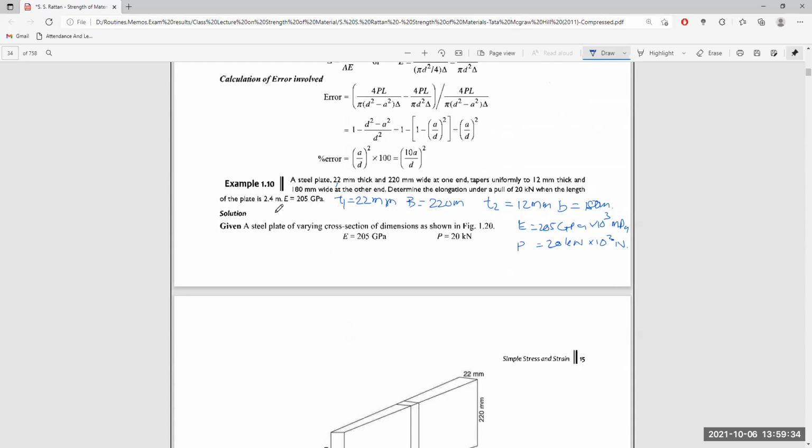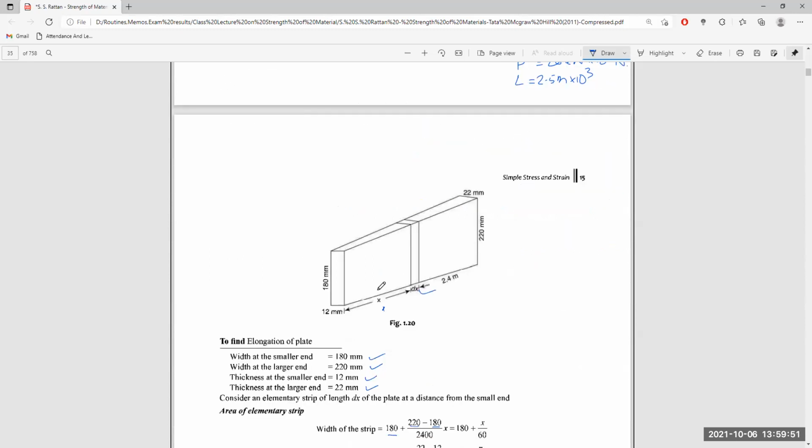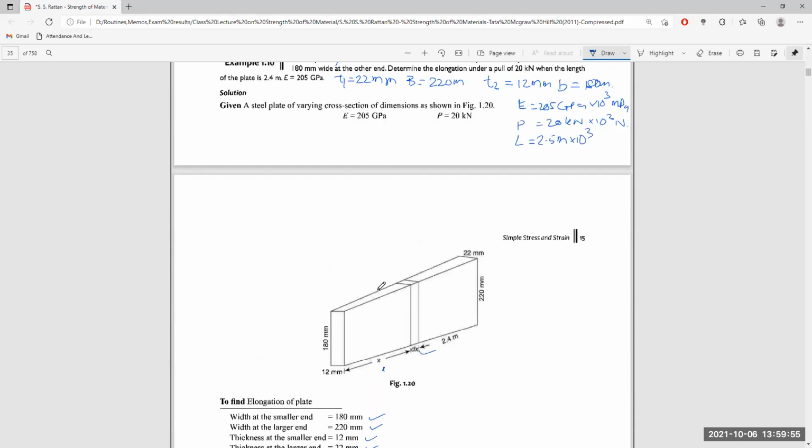The length is 2.4 meter. Multiplied by 10 to the power 3, to make it millimeter, that becomes length equal to 2400 millimeter. 2.4, not 2.5. It is given as 2400 millimeter.